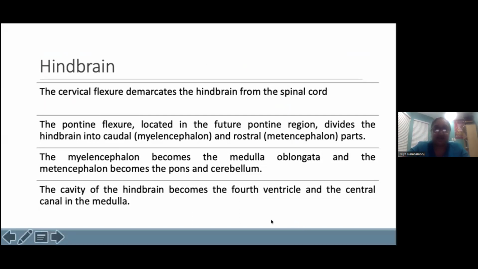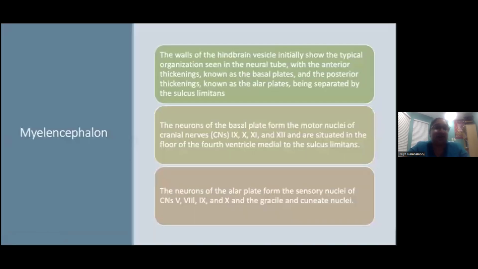And by now, we've understood that the cavity of the hindbrain becomes the 4th ventricle and the central canal in the medulla. So the myelencephalon, the walls of the hindbrain vesicle, they typically have the typical organization that you see in your neural tube: your anterior thickenings, which are your basal plates, and your posterior thickenings, or your alar plates. And that is separated by your sulcus limitans, which we saw earlier. And at this level, they go on to form the motor nuclei of cranial nerves 9, 10, 11, and 12, and they're situated in the floor of the fourth ventricle, just medial to that sulcus limitans.